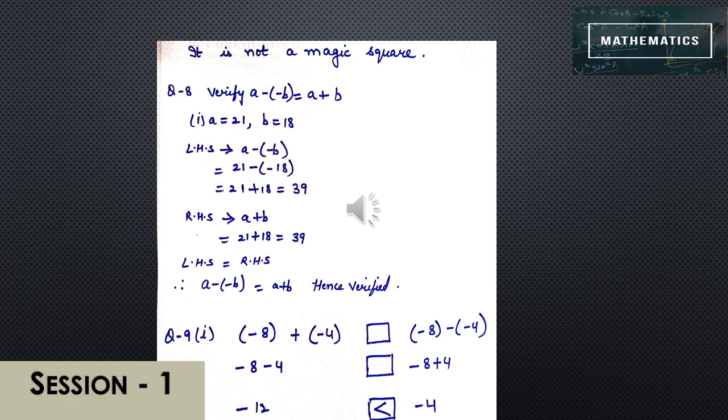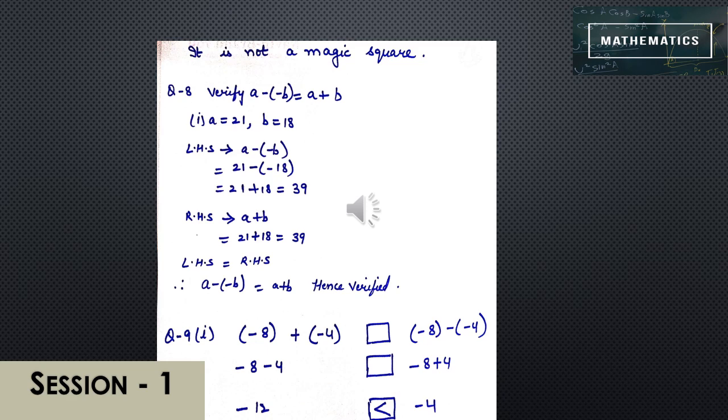Let us now consider question number 8. In this, we have to verify whether left hand side is equal to right hand side or not. It is given to you that a minus minus b is equal to a plus b, and the values of a and b are given. In the first part of the 8th question, the value of a is equal to 21 and b is equal to 18.